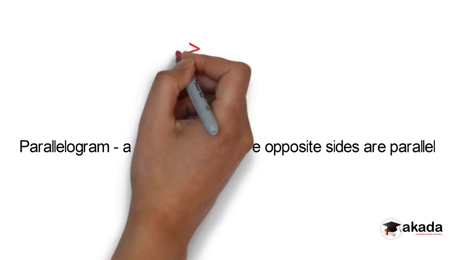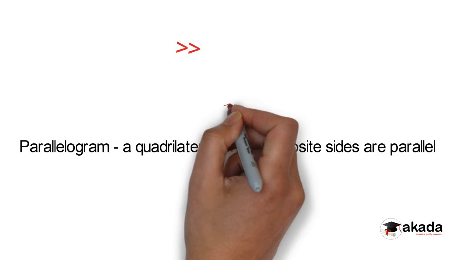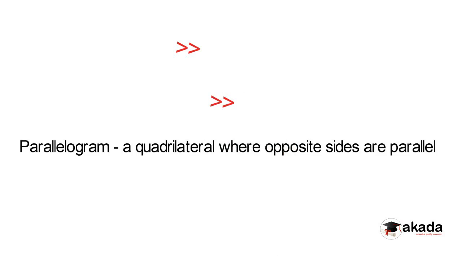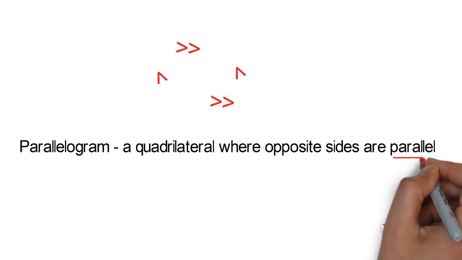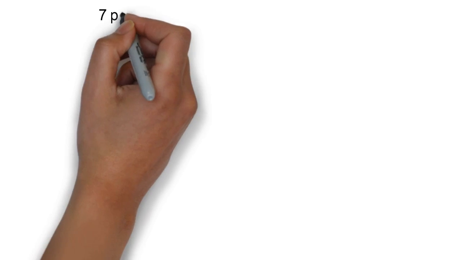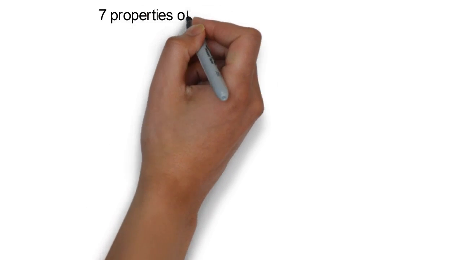So, a parallelogram is a quadrilateral where opposite sides are equal. What do I mean by quadrilateral? Quadrilateral means a four-sided shape. That's what quadrilateral means. And the word parallelogram is gotten from the word parallel. Can you see?